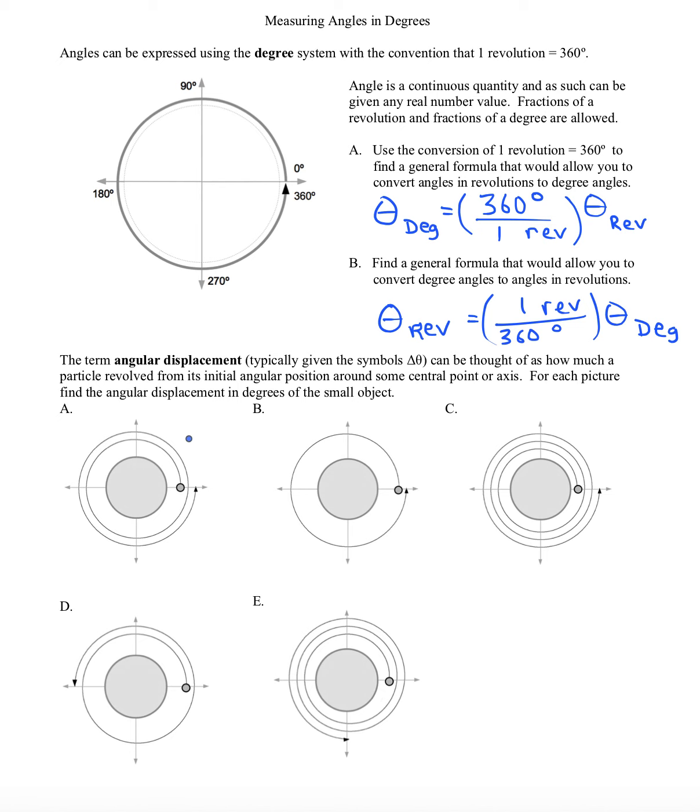So since we already know that this is 2 rev, 1 rev, we already know these angular displacements in revolutions. Can you find the angular displacements in degrees? I'll do the first one. We want to start with our 2 rev and then multiply by the conversion factor, 360 degrees per revolution. This will be an angular displacement of 720 degrees for the first one. I'll let you try the rest, and then I'll give my answers.